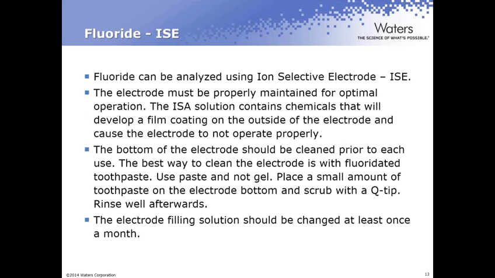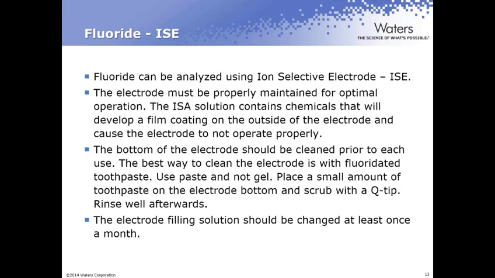So let's first talk about ion selective electrode, and in a little while we'll talk about ion chromatography. So the ion selective electrode, or ISE method, is a perfectly acceptable method to analyze for fluoride. In order for proper analysis by selective electrode, the electrode itself must be properly maintained for optimal operation.